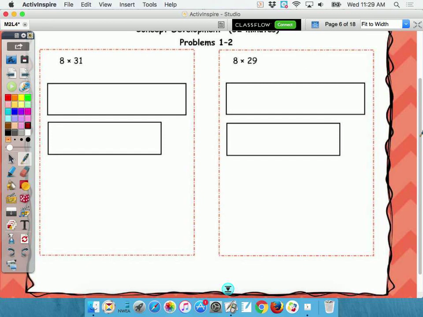First of all, I have to tell you what the unit is. The unit is the number in the box, okay? And today, 8 is going to be our unit. So how many boxes will we need? 31. So before we do anything else, I want you to write 31 eighths.